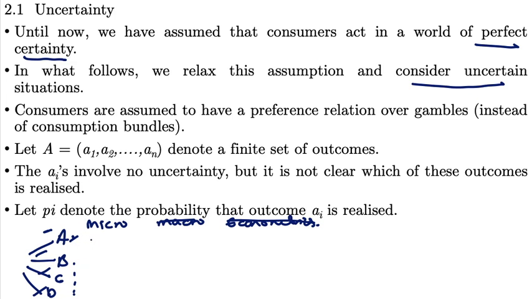So when it is uncertain, then there's a probability attached to it, isn't it? What I mean here is there's a probability attached to each of the outcomes. So let's go back to this. Let's assume that any consumer is assumed to have a preference relation over gambles instead of consumption bundles. So let's say you have A here. A is basically a set that consists of what? A set of outcomes or the results of the gambles.